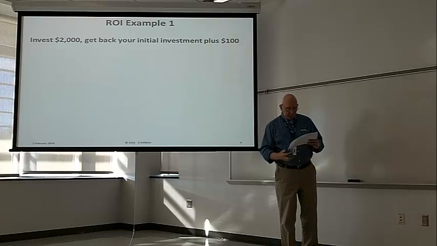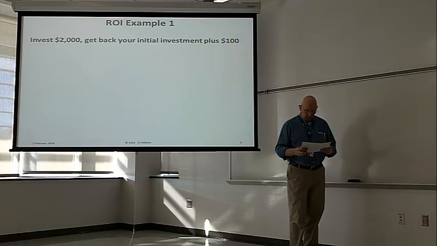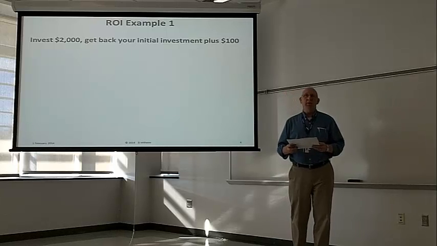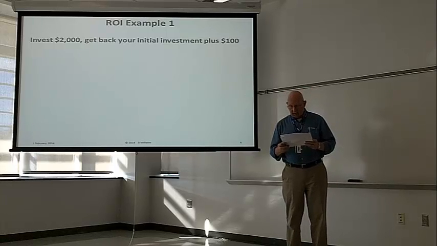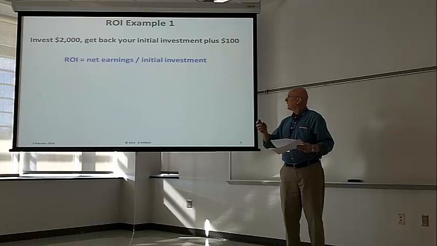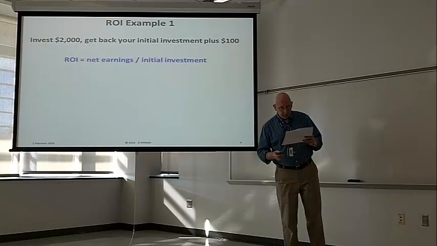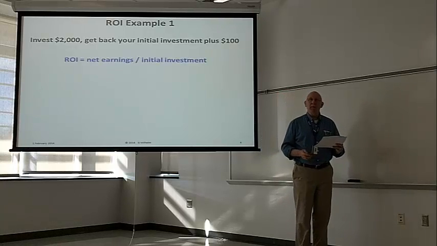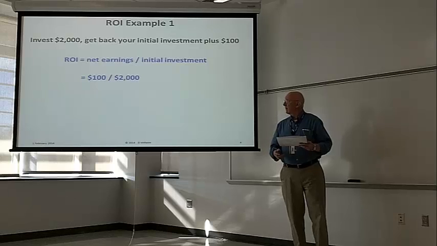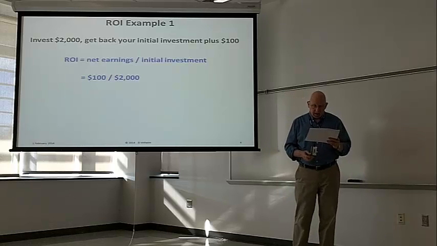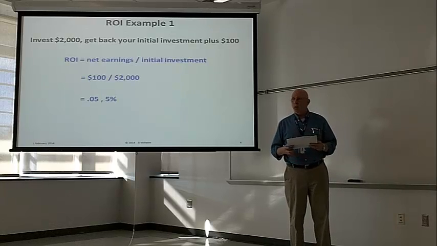First example, invest $2,000. Get back your initial investment plus $100. We can use the top equation, just the net earnings divided by the initial investment, which is $100 divided by $2,000, and that is 0.05 or 5%.